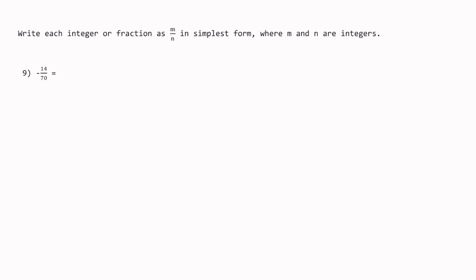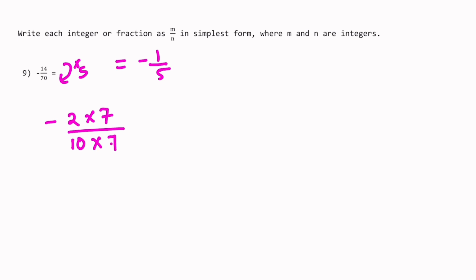Moving to the next one, which says minus 14 over 70. Now, if you know your times tables well, this is very simple, okay? So it's basically, you know that 14 times 5 gives us 70, right? So you can simply write this as minus 1 over 5 straight away. But if you don't know the times tables, then you have to simplify this. So 14 is basically 2 times 7. 70 is 10 times 7, right?